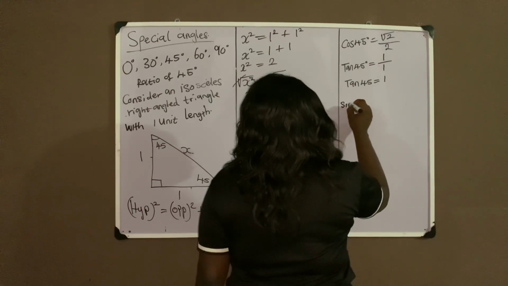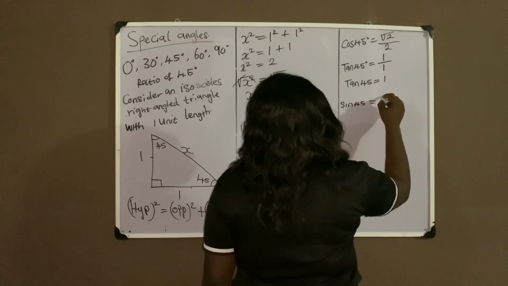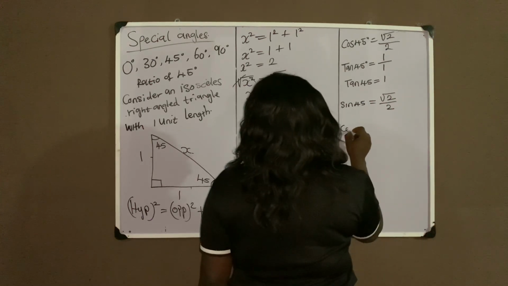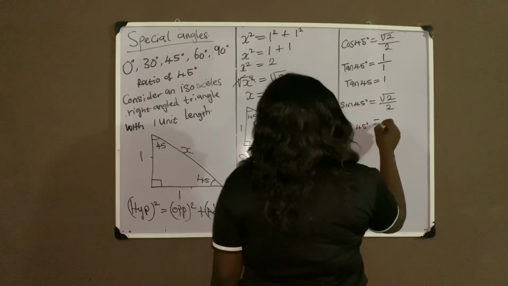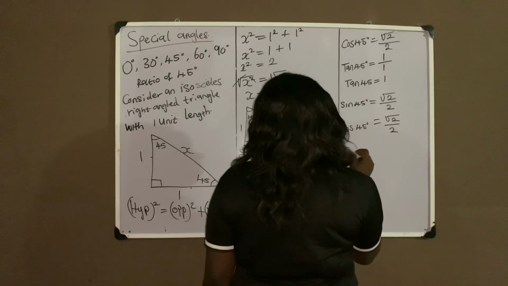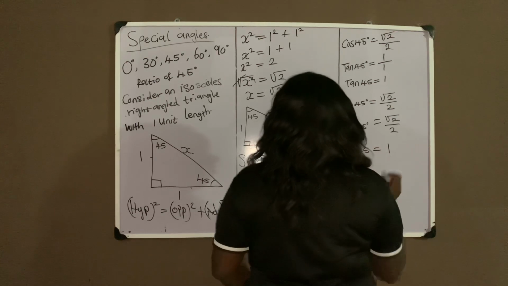The first one is sine 45. We have root 2 over 2. Then cos 45 degree, we have root 2 over 2. Then tan 45 is giving us 1.